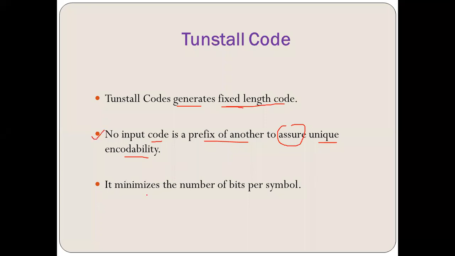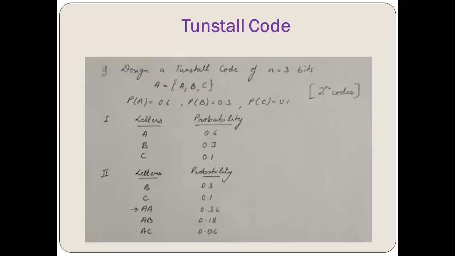Next thing is it minimizes the number of bits per symbol. What it does, it is going to minimize the number of bits we are going to use per symbol, right? So that is the average also. Now let's get started with how we are going to design the Tunstall code. So let's start without going into the algorithm. I am going to start with the Tunstall code in which we have taken a question, and step by step I'm going to tell you how to solve this particular question and how to design the Tunstall code. So let's see how the question comes.